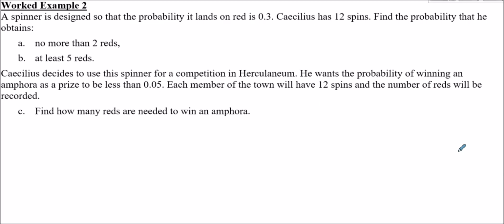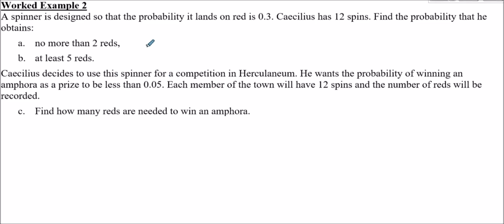Second worked example. I'm going to take you back to the ancient Romans for this one. So we've got a spinner. It's been designed so that the probability it lands on a red is 0.3. Caecilius has 12 spins. We need to find the probability that he obtains no more than 2 reds, and for part B, at least 5 reds. So let's work out part A and B. We'll come to part C in a moment.